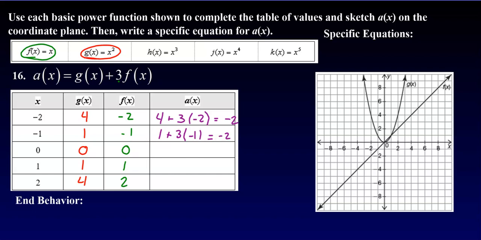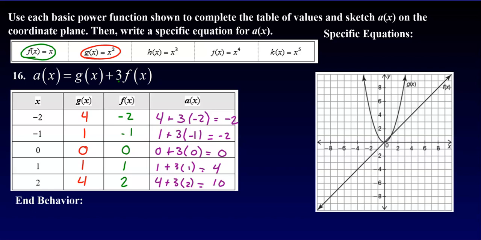And then we're going to do the same thing with 0. 0 plus 3 times 0. Well, 0 times 3 is 0, plus 0 is 0, so 0 is 0. Then we have 1 plus 3 times 1, and 3 times 1 is 3, plus 1 is 4. And then the last one, we have 4 plus 3 times 2, and 3 times 2 is 6, plus 4 is 10.